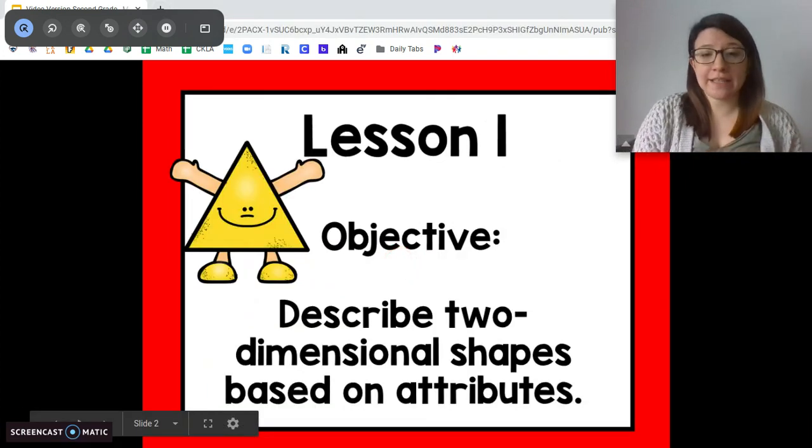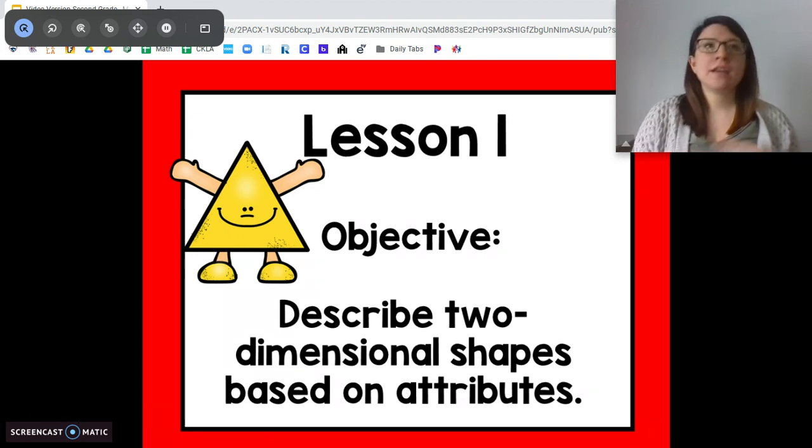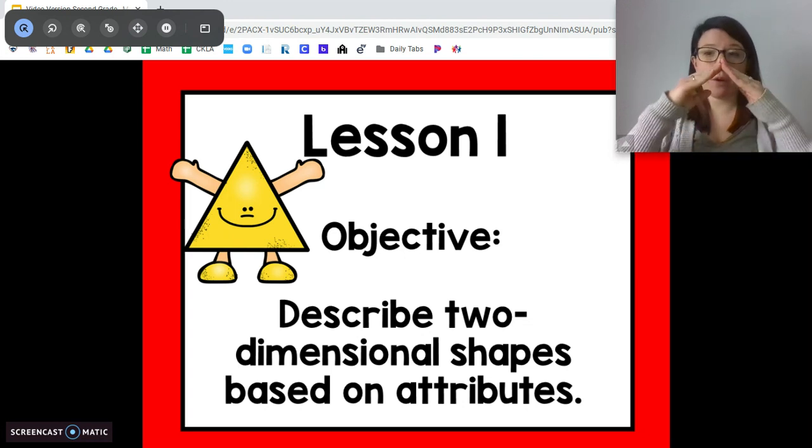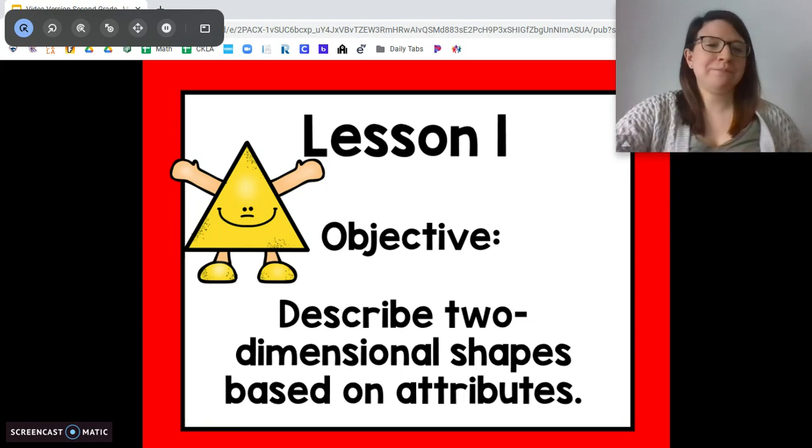Our first lesson is going to be about describing two-dimensional shapes based on their attributes. Now, attributes are talking about the number of edges, the number of sides, the number of angles. We're going to go over all of that, so don't worry.